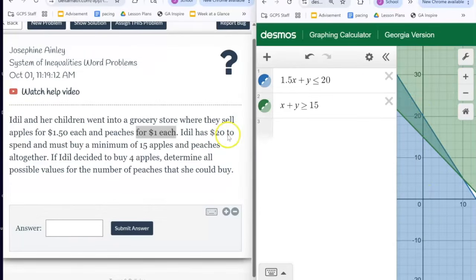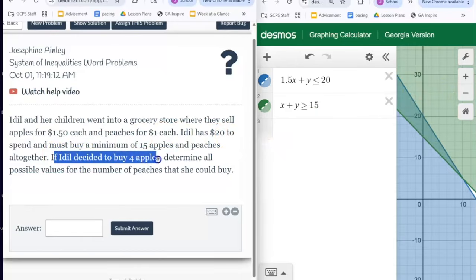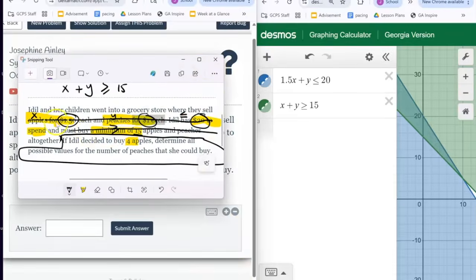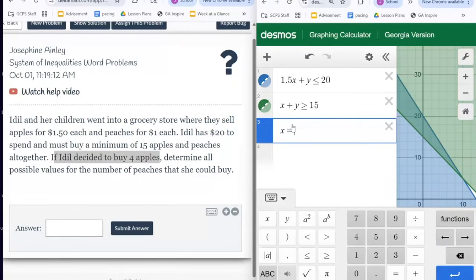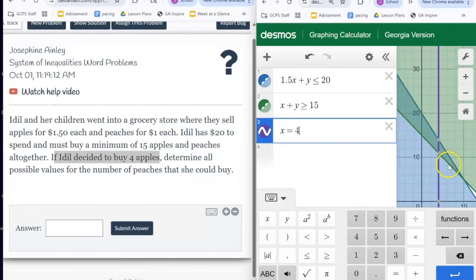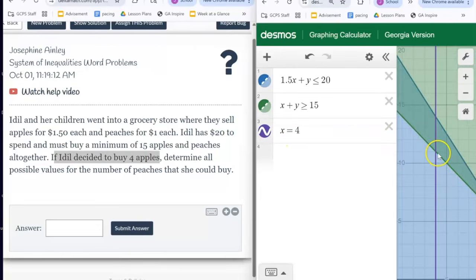So that's my inequalities. If I decide to buy 4 apples, and again, according to what I wrote, apples is X, right? So what they're saying is X is equal to 4. Okay, so if you decided to buy 4 apples, what are all the possible values for the number of peaches you could buy? So what it's asking is, if I'm buying 4, which is anything on this purple line, where are my solutions there? So it's anything here where the purple line is with my solution set.